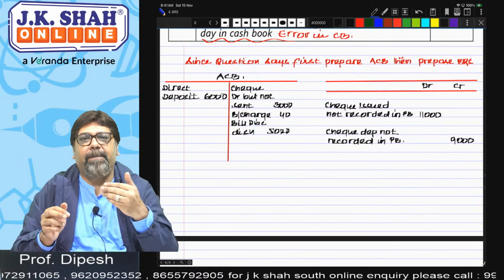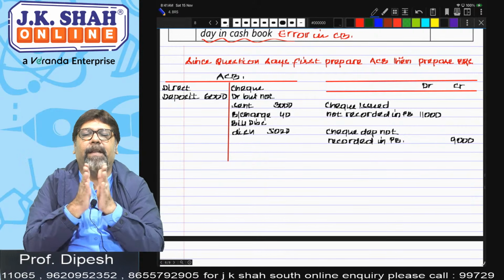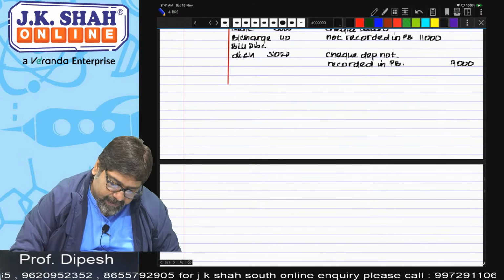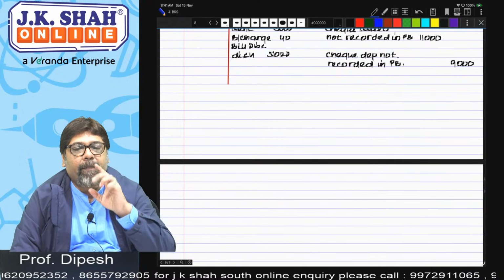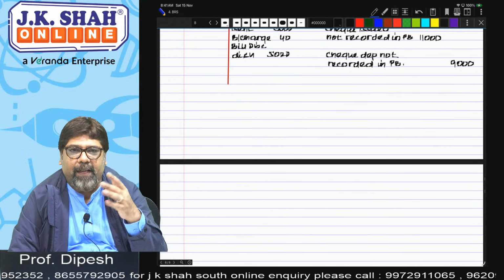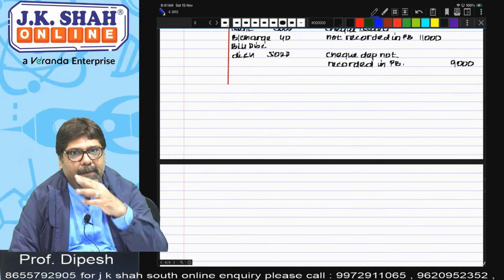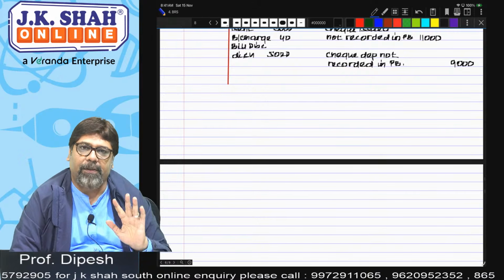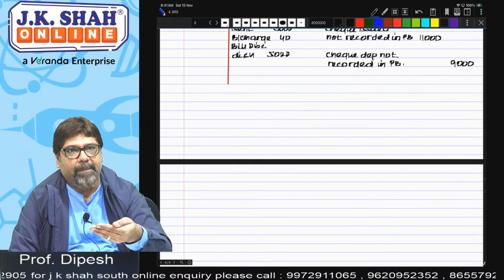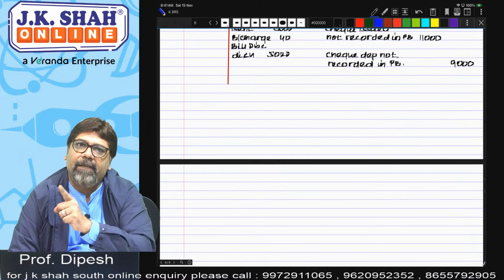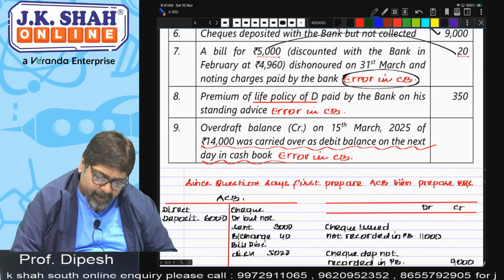So in the passbook that payment will come on, and in the cash book that payment will come on the credit side. Again I'll tell you, a bill was discounted and dishonored. Bill was 5,000 plus 20 rupees noting charges. So the bank has deducted 5,020. The cash book has not recorded the payment. So the cash book will record the payment on which side? Sir, credit side. Very good.